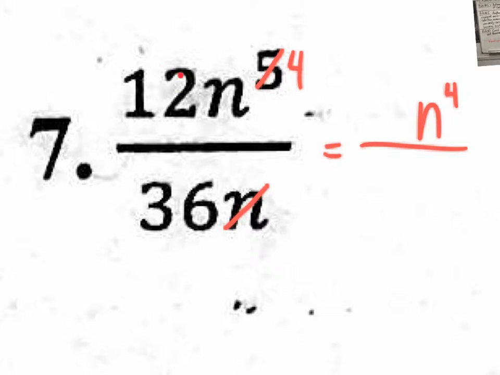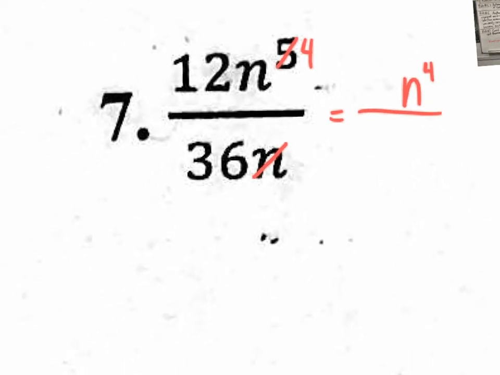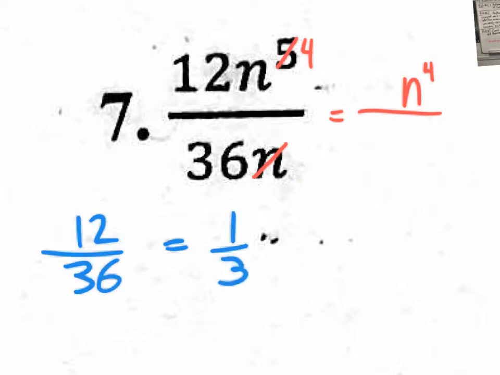Up here we have 12, and down here we have 36. I could put 12 over 36, but I know that the fraction 12 over 36, I could at least reduce it, right? So 12 over 36 reduces down to what? 1 over 3. And let me just go on the side right here. 12 over 36, the answer becomes 1/3.